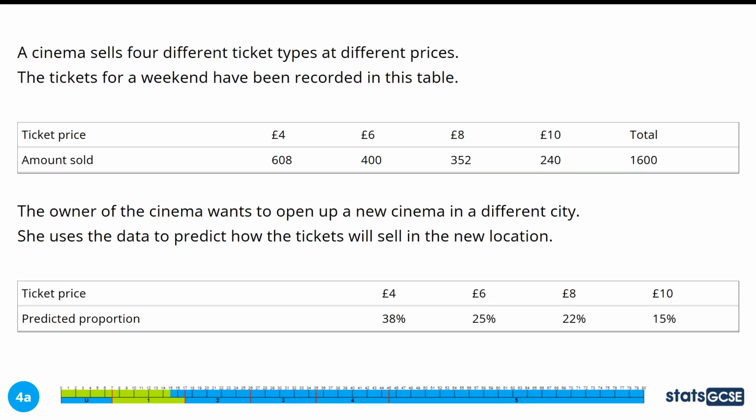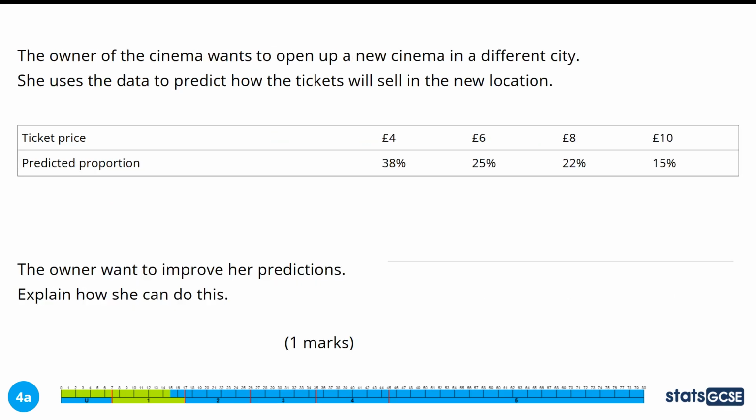A cinema sells 4 different ticket types at different prices. The tickets for a weekend have been recorded in this table. The owner of the cinema wants to open up a new cinema in a different city. She uses the data to predict how the tickets will sell in the new location. The owner wants to improve her predictions. Explain how she can do this. The simplest way to improve your predictions is to collect more data.